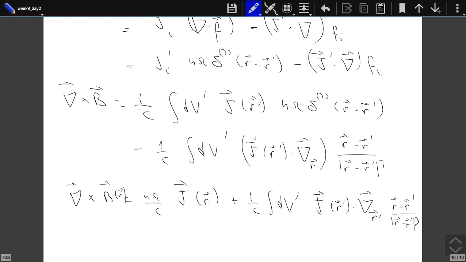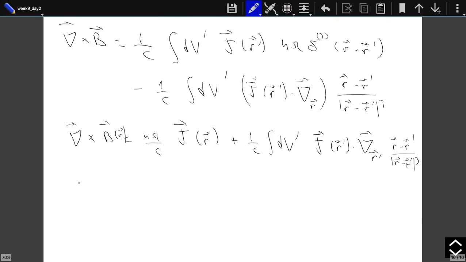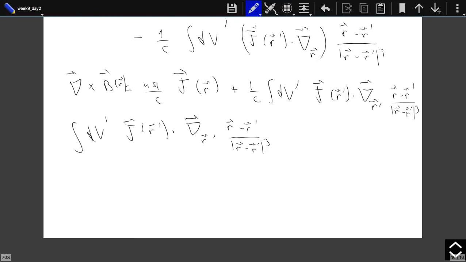Now I will do an integration by parts over in the second term. That is what I'm looking for. Now if I do an integration by parts over there, dV prime J of r prime dot the gradient with respect to r prime of this expression, this will be equal to dV prime the divergence of J prime, let's see. Okay, let me do it the long way.